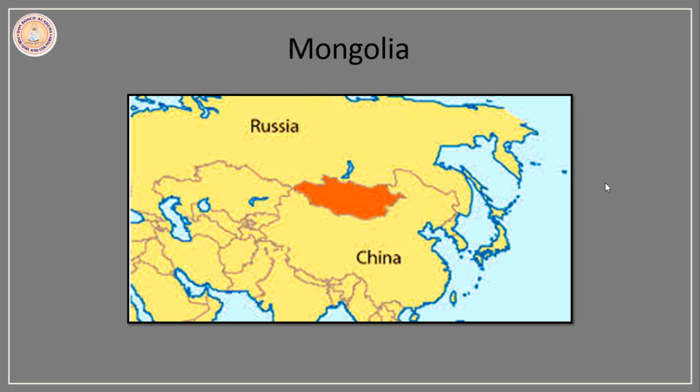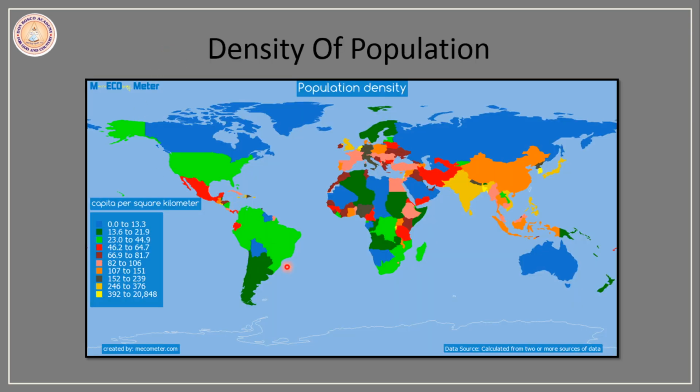Now, among the continents, we find that Asia has the highest density of population, while Australia has the lowest density of population. Actually, Antarctica has the lowest density of population, but it has been excluded since it does not have a permanent population.